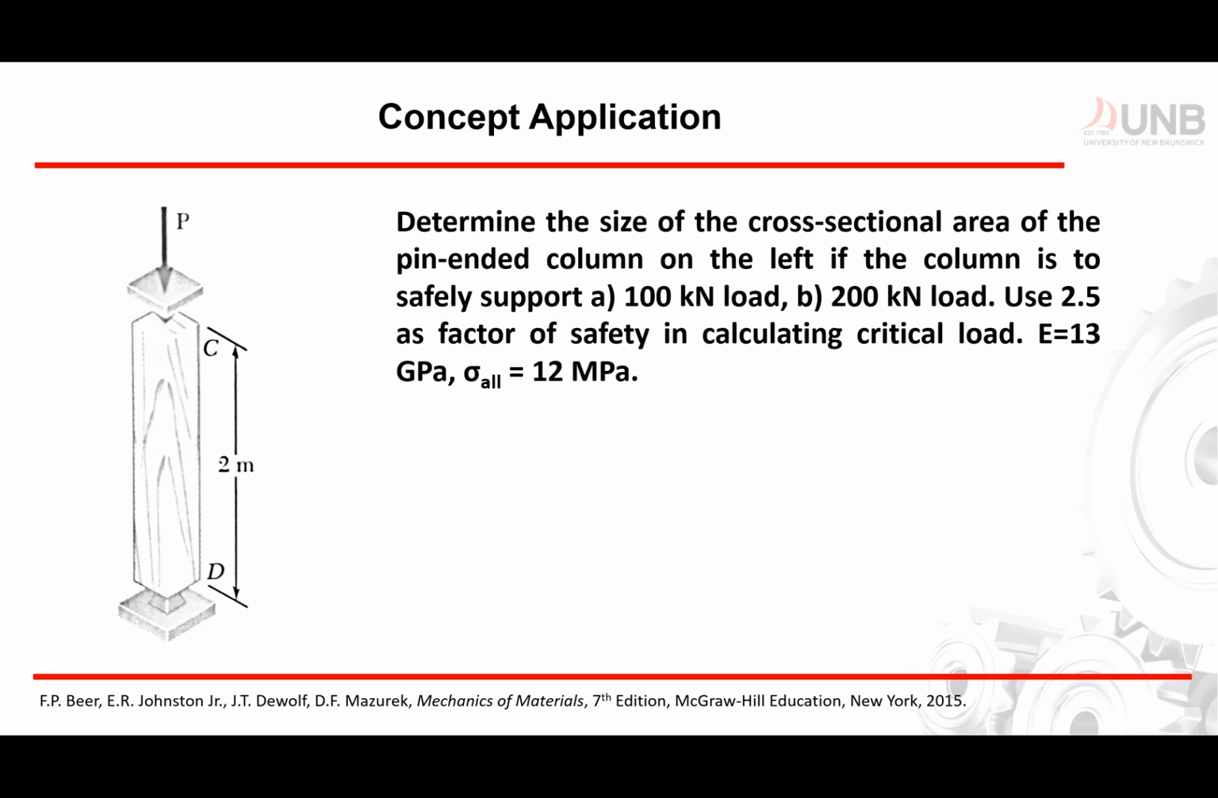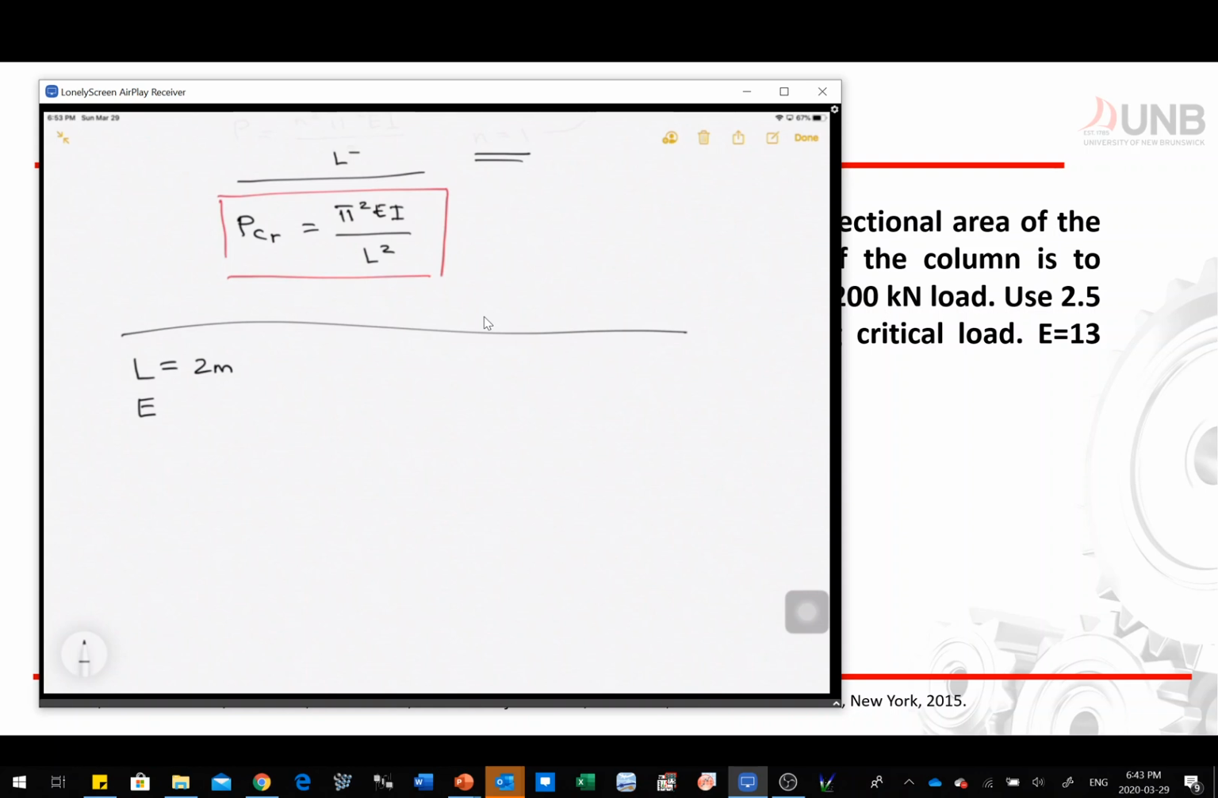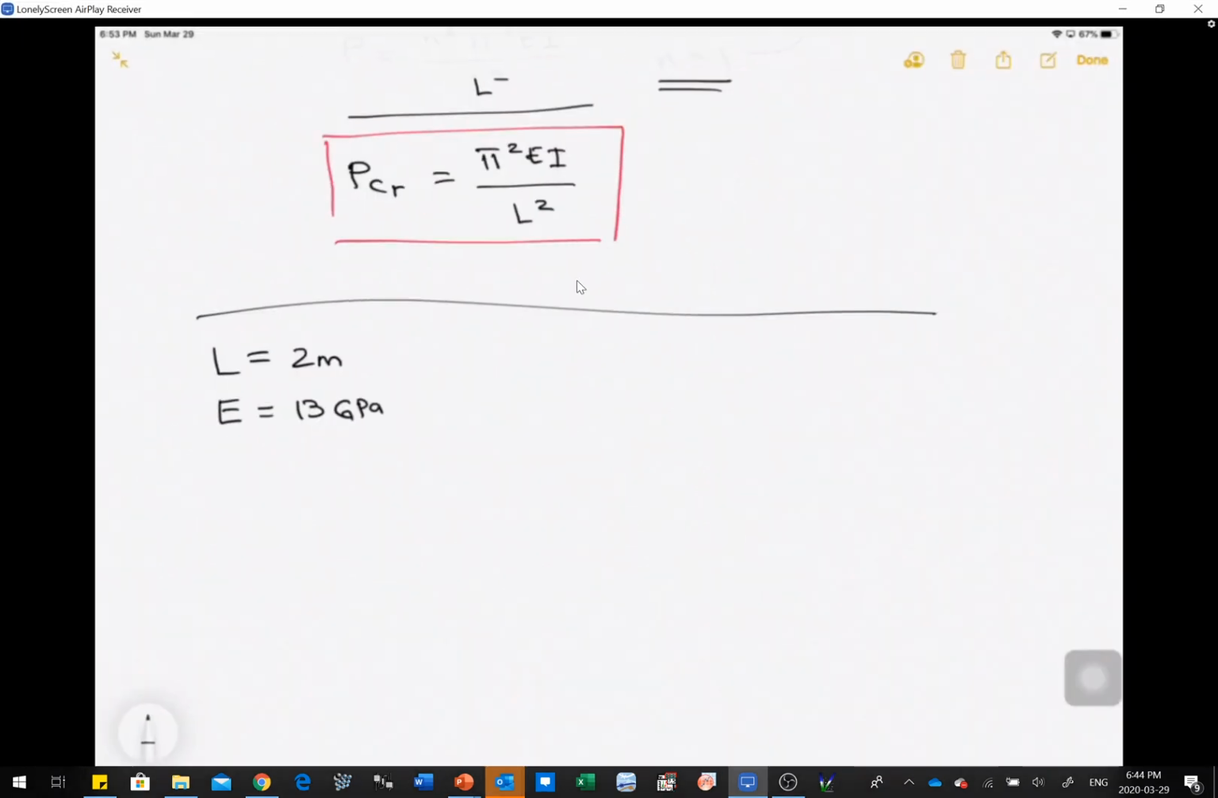So first, let's change the color of the pen. Now, let's write the given. We have the length of our column, which is equal to 2 meters. Your E is equal to 13 GPa. And then your allowable stress is equal to 12 MPa. And then you have a factor of safety which is equal to 2.5. And we are going to apply the factor of safety to our PCR.